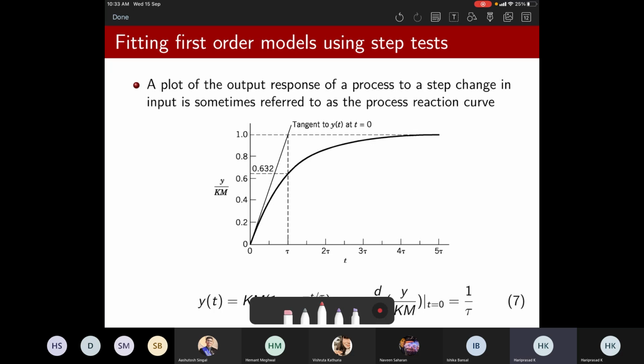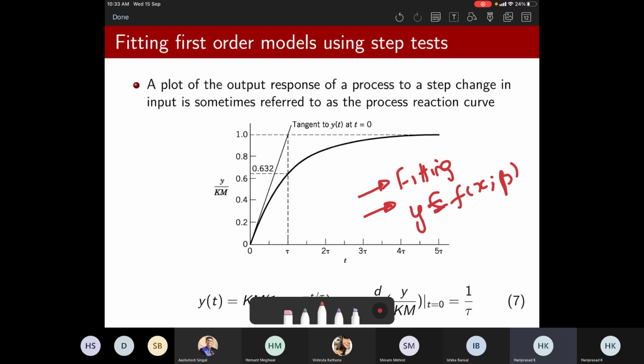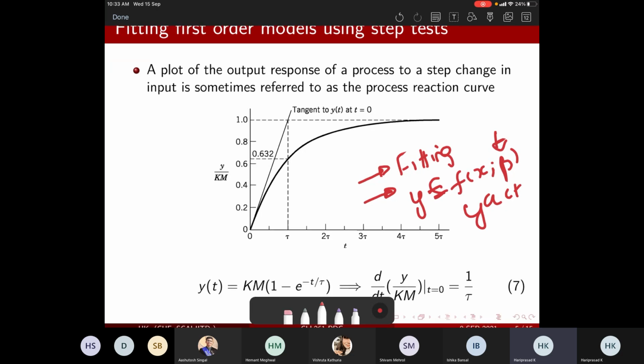Okay, so what are we doing? Technically, it is a fitting process, because you have a function of x and beta. Beta is your parameters, and you are fitting beta to match your function, y is equal to f of x comma beta, and there is some y actual there. You are fitting beta such that y is equal to y actual. That is, in a nutshell, the process that we are doing.